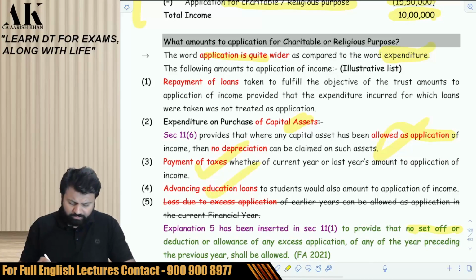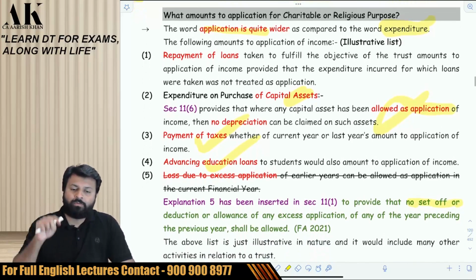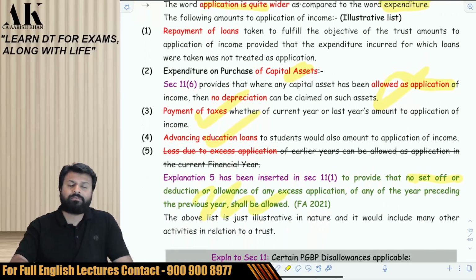Even giving education loan to students is allowed as deduction. Just one thing is not allowed as deduction, and that is removed by Finance Act 2021. Let me explain you that.